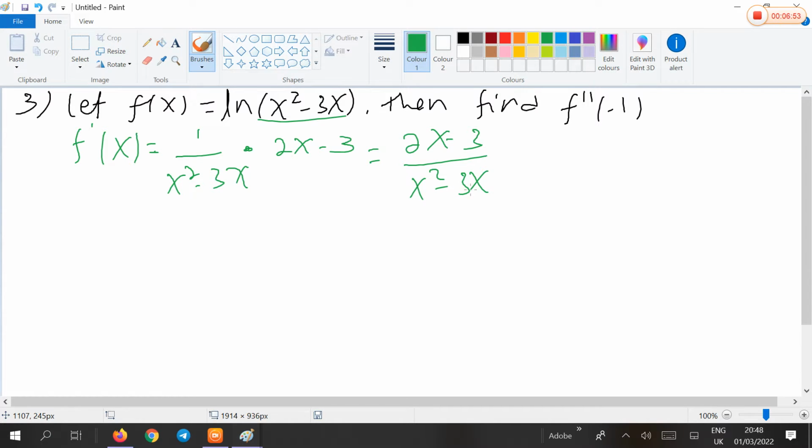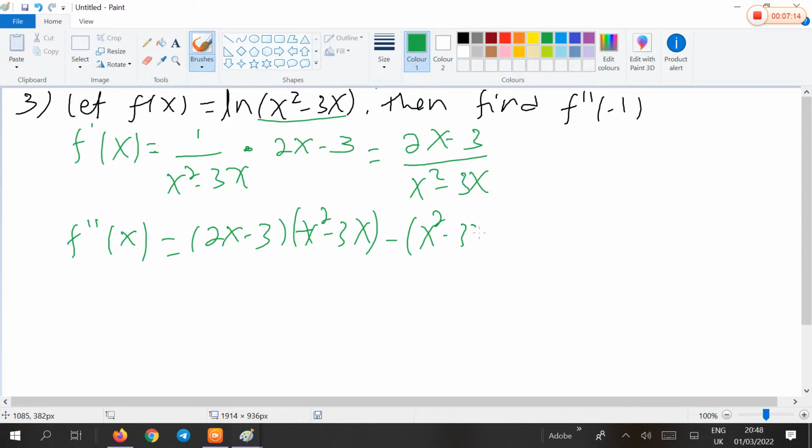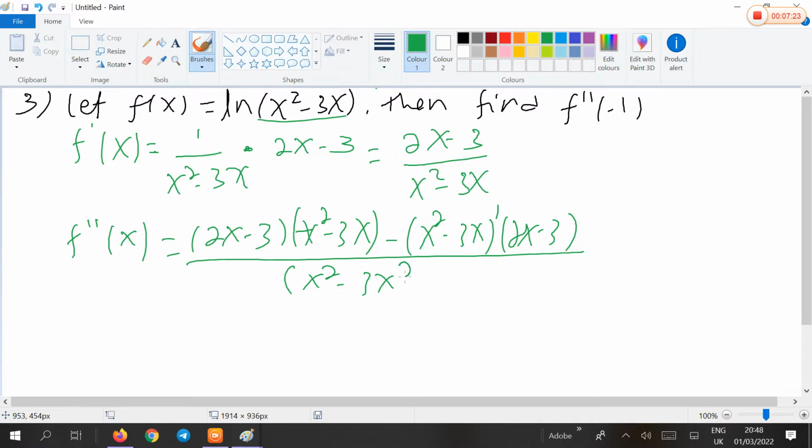Then the second derivative f double prime at x, using the quotient rule, will be: the derivative of (2x minus 3) times (x squared minus 3x), minus the derivative of (x squared minus 3x) times (2x minus 3), over g squared, which is (x squared minus 3x) squared.